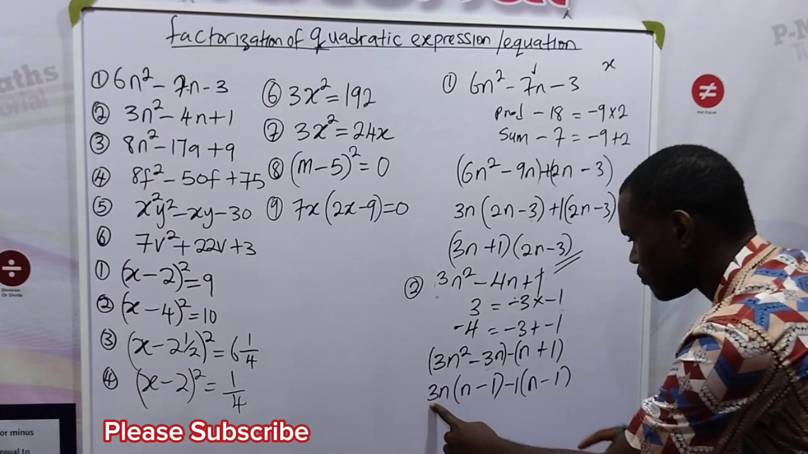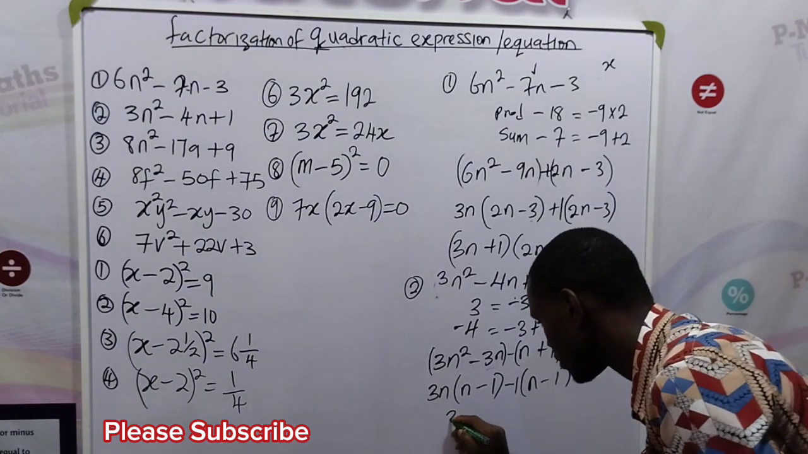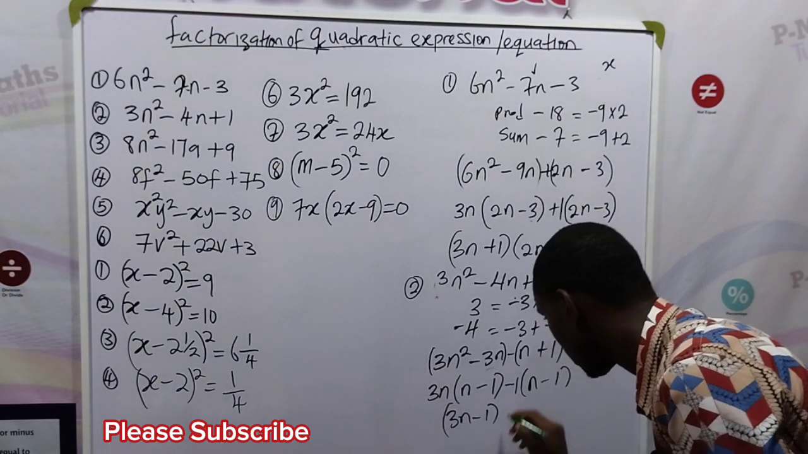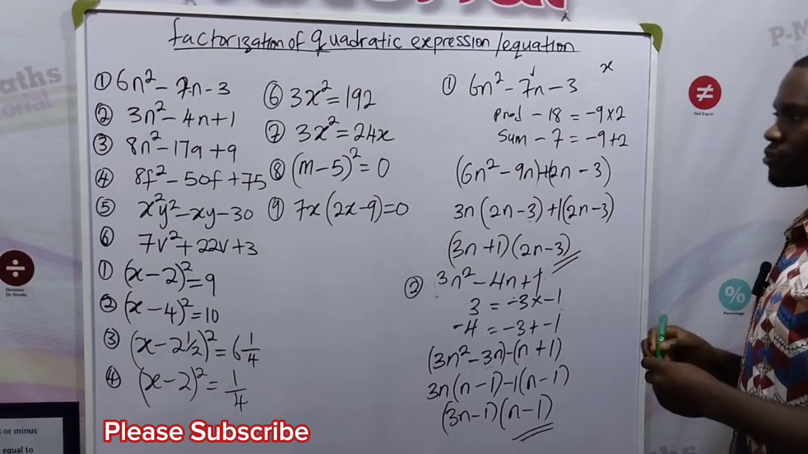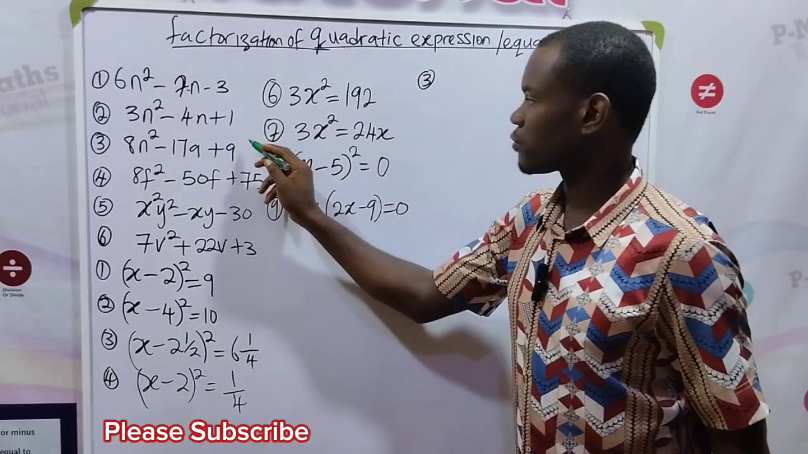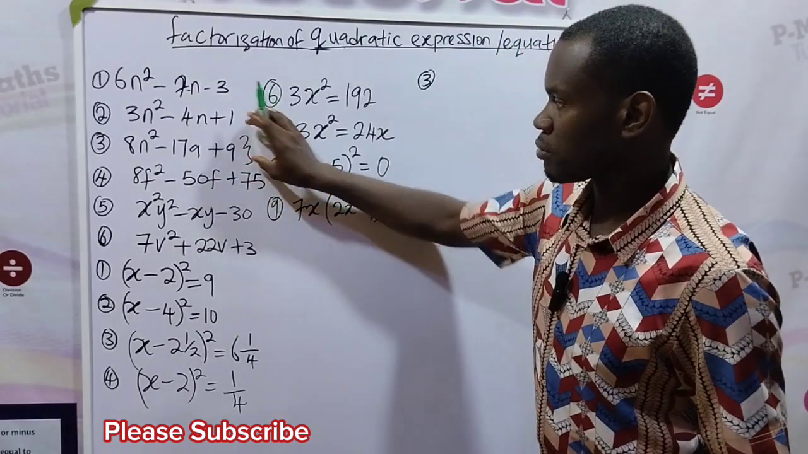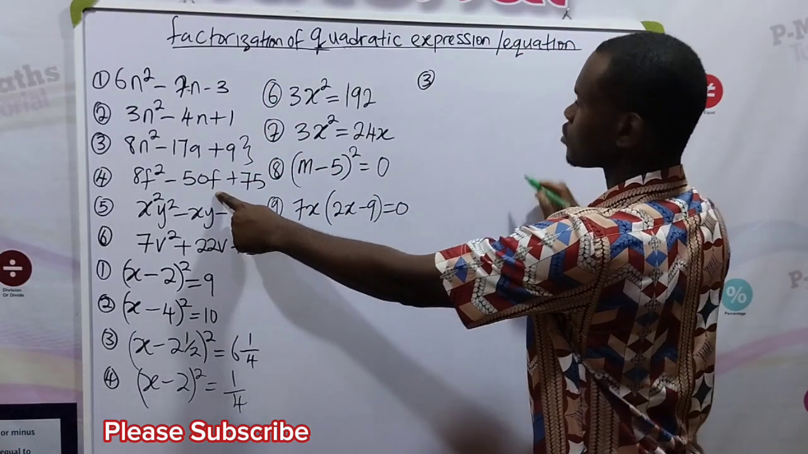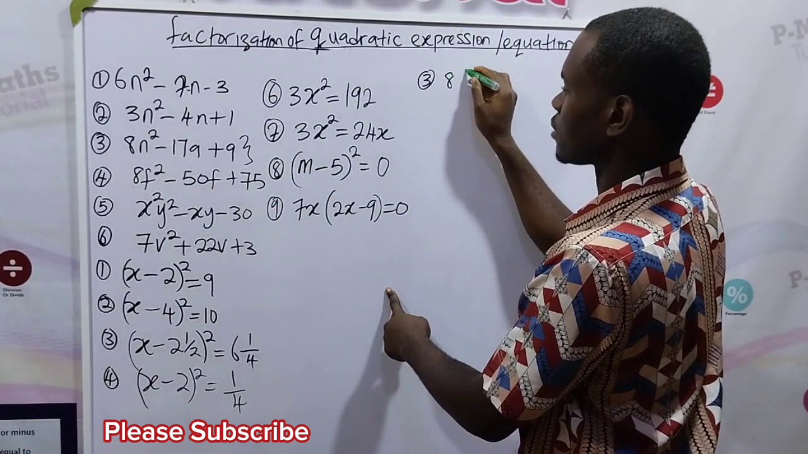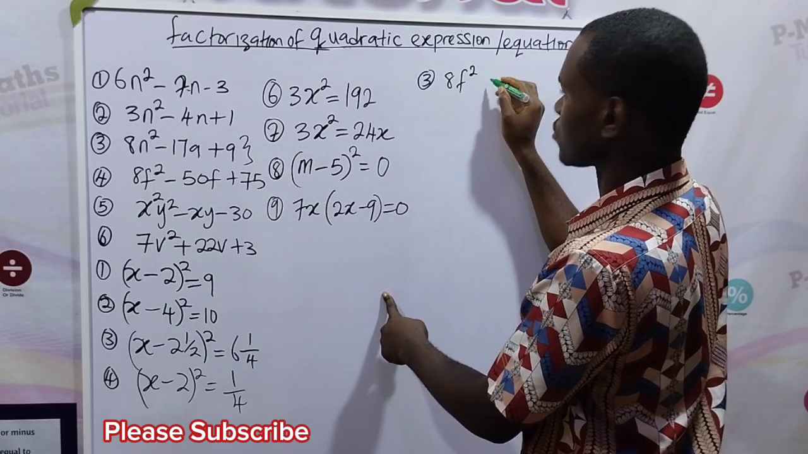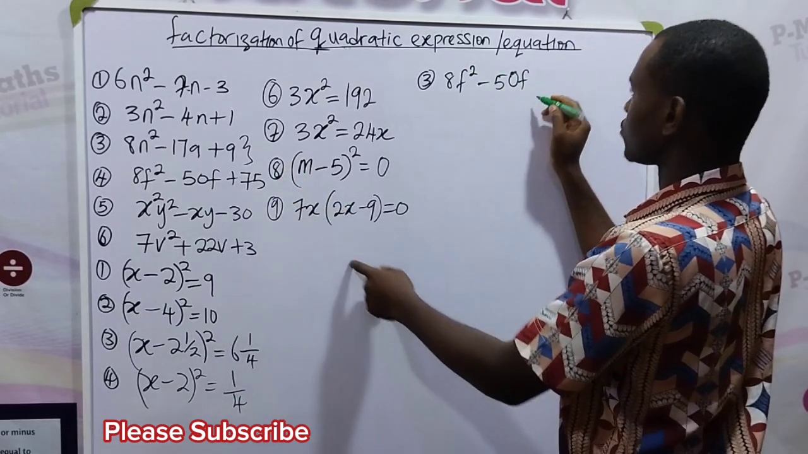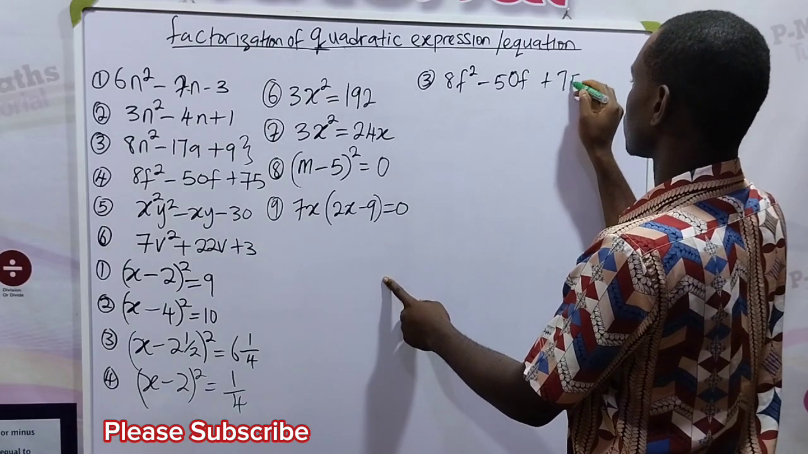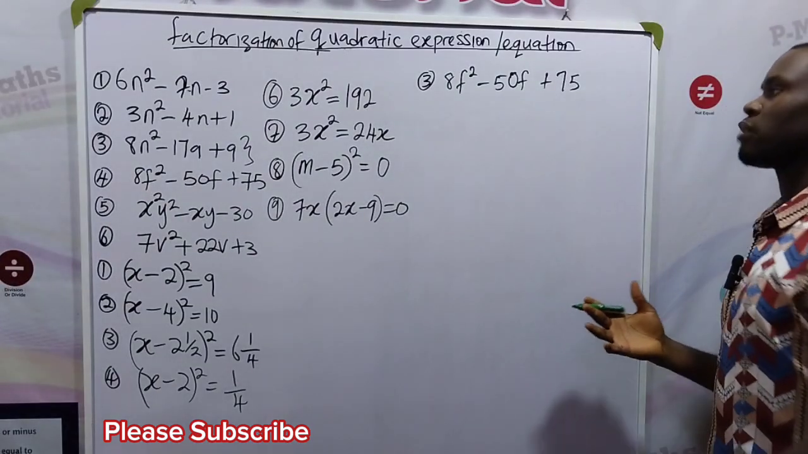So let's write the terms outside the bracket. That is 3n minus 1 and then n minus 1. That becomes our solution. Let me allow you to solve number 3. Follow the same step. Let me go to number 4. Number 4 is looking more difficult because the numbers are large, but it's quite easy to solve. Minus 50f. So I have to leave that one for you so that you can at least practice what I have just taught you. So let's get our product first.